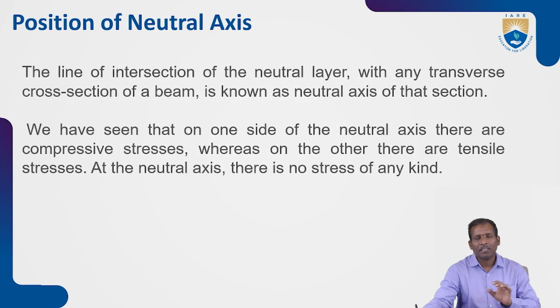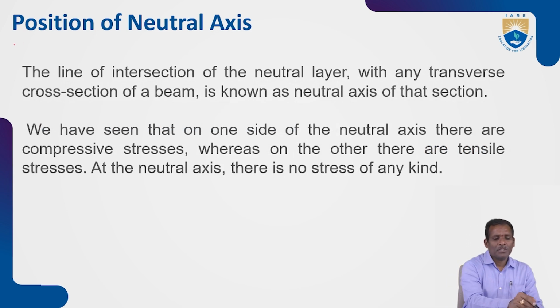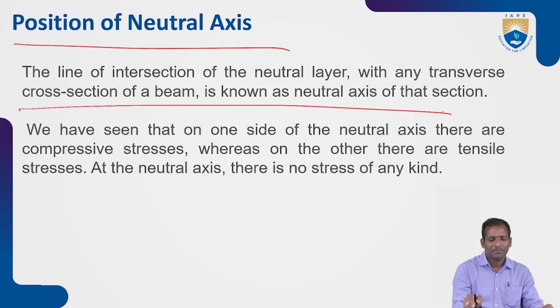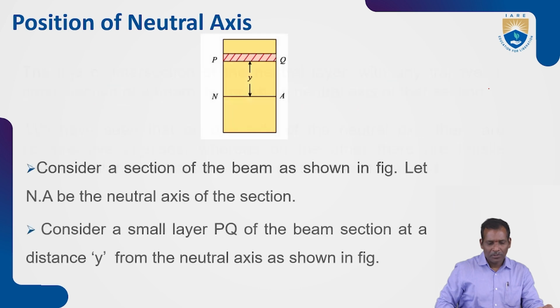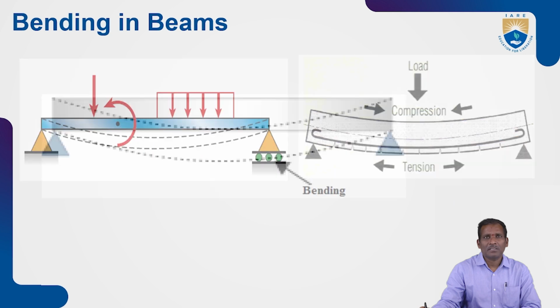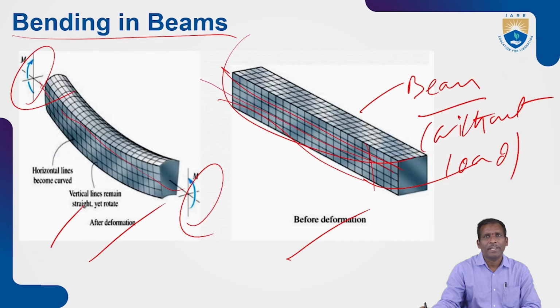The second bit is the position of neutral axis. What he has asked: explain about the position of neutral axis. What is this neutral axis? The line of intersection of the neutral layer with any transverse cross section of a beam is known as the neutral axis. I will show you in the diagram. That means it does not involve in any bending.